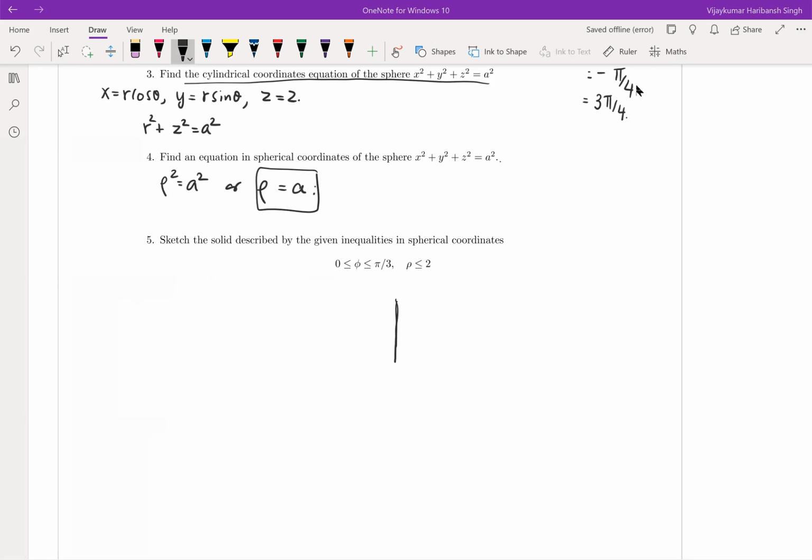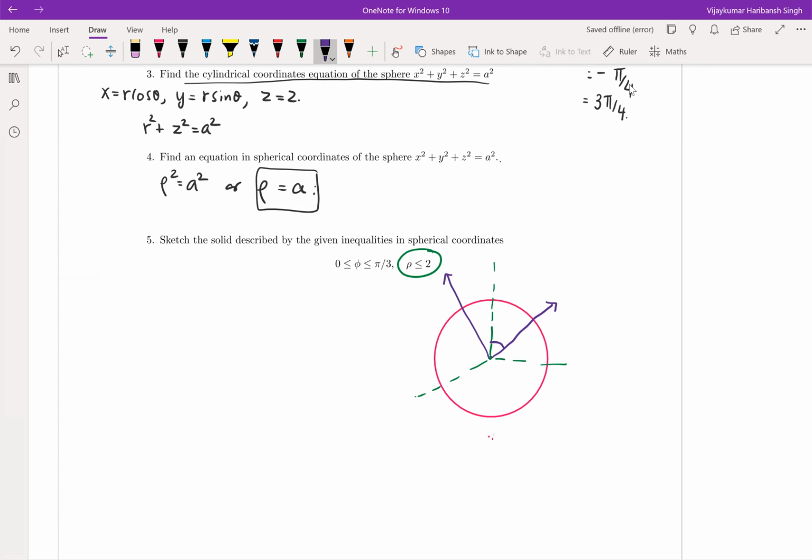So rho less than or equal to 2 represents a filled-in sphere of radius 2. However, phi, which is the angle made with the positive direction of the z-axis, is pi by 3. So no matter what, if you join all these points and take a segment OP, all these lines have an angle with the positive direction of the z-axis of pi by 3. So it's essentially a cone. So the solid is essentially this filled-in cone. Okay, so this is your solid.